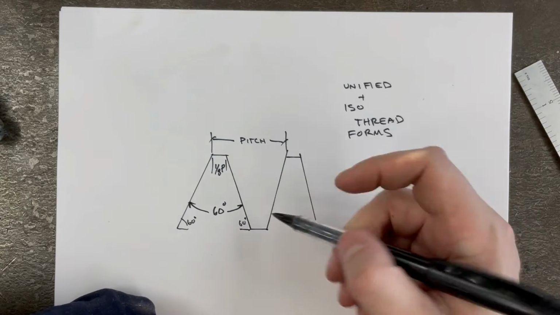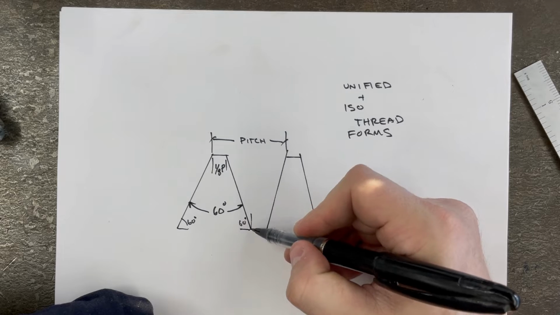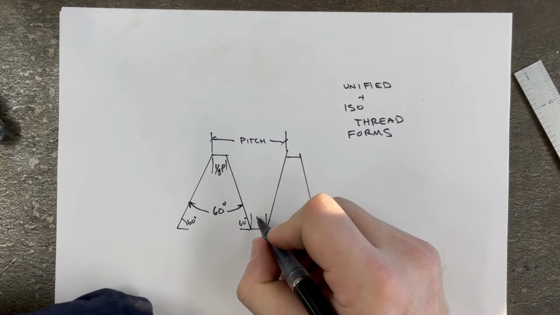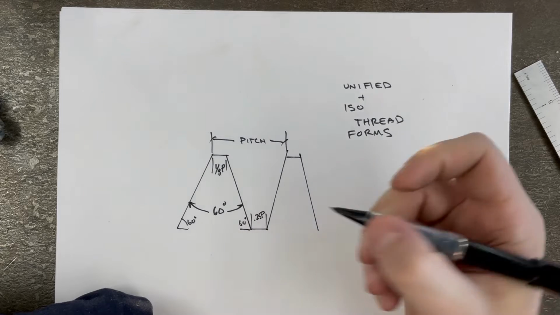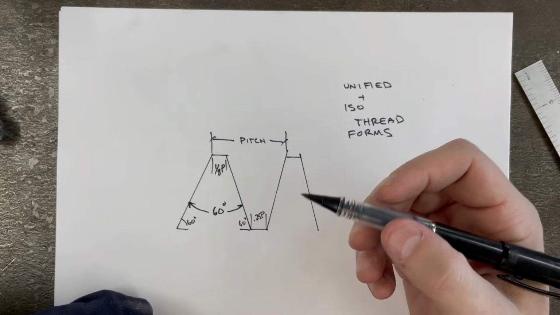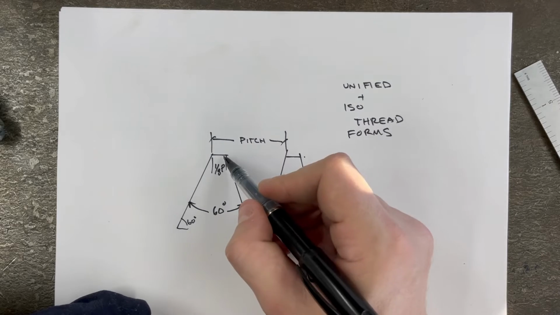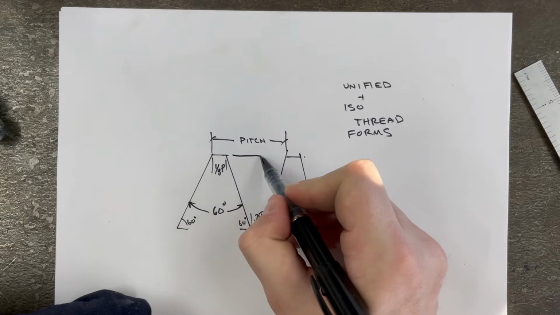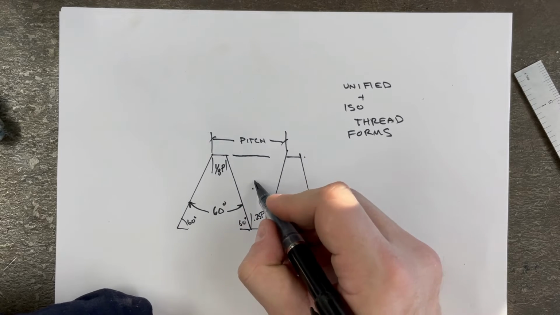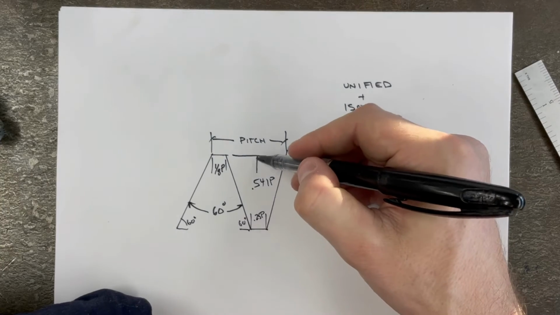And the root is also, so if this is 1/8 of an inch, the root is actually going to be slightly larger, and it is 0.25 or 1/4 the pitch. Okay, the thread height, so the height from the crest down into the root, is 0.541 of the pitch, so a little bit more than half of the pitch.